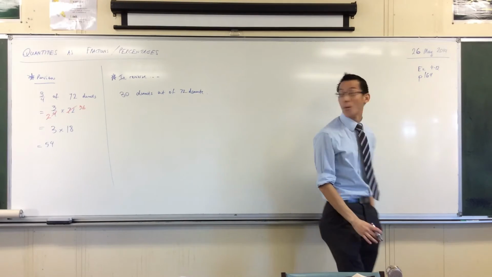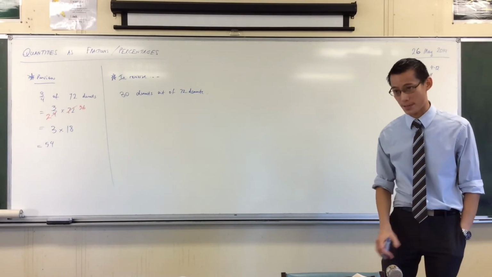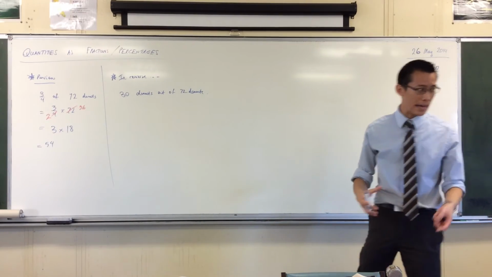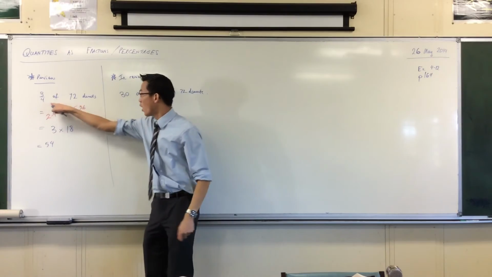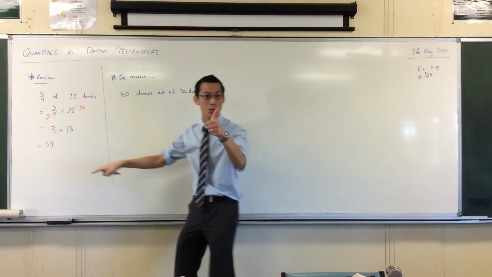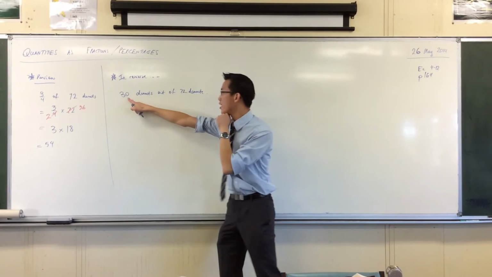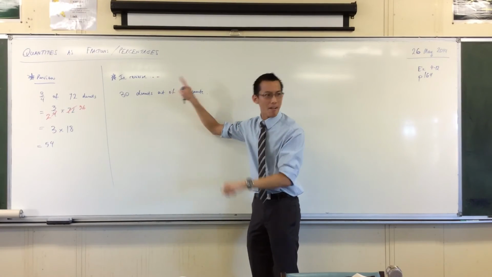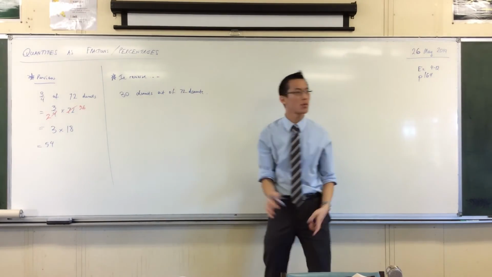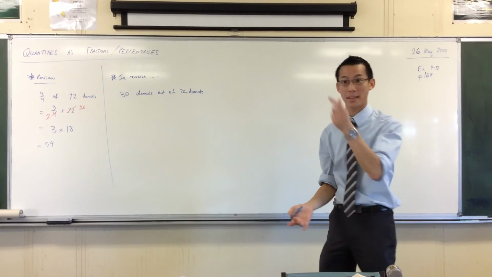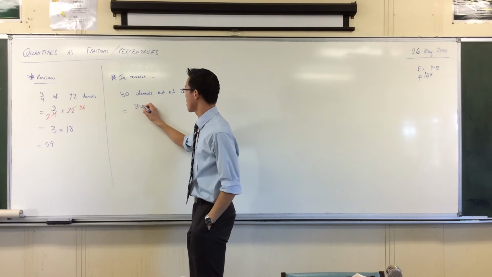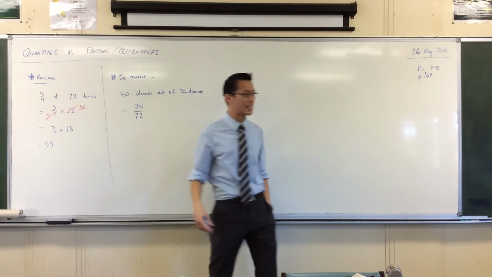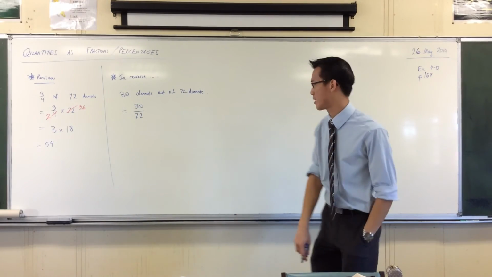Now, we're going to do this as a fraction and as a percentage. And then we'll talk a little bit about why that might be useful. When you saw 3/4 of 72, you said times, which is correct. But now I've got 30 out of 72. So what should I write mathematically instead? Yeah, okay, good. So that's equal to 30 over 72. That's division. That's the opposite. So be very careful with your language there, okay?